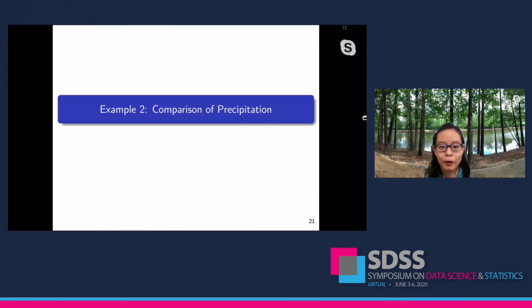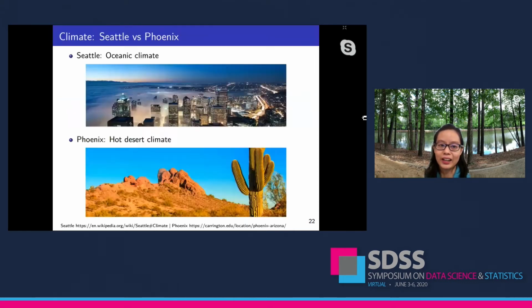For another example of data visualization, we are going to compare precipitation of two cities. And the two cities are Seattle and Phoenix. Seattle is the city where I live in. Well, I'm on the east side. I live in Redmond, actually, but it's close enough. And it has an oceanic climate famous for being cloudy and rainy often.